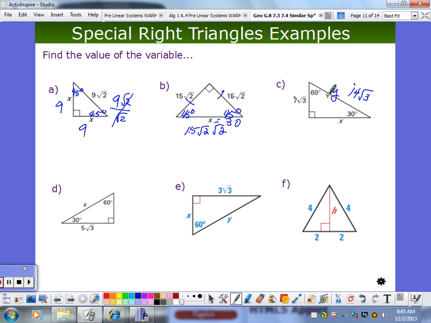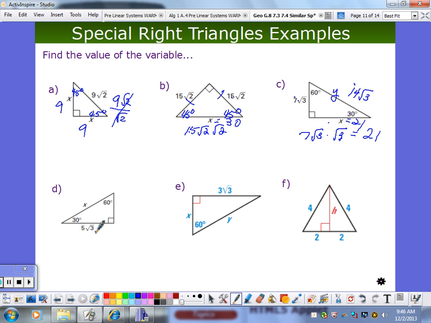Now, how do I find the side opposite the 60 if I know the shorter side? 7 radical 3 times radical 3. This short side times radical 3 will give you the other side. Rad 3 times rad 3 is 3, times 7, so this is 21. I don't have to use my Pythagorean theorem. Special triangles, you will get really fast at this. That's a good part. All right, let's try this one again.